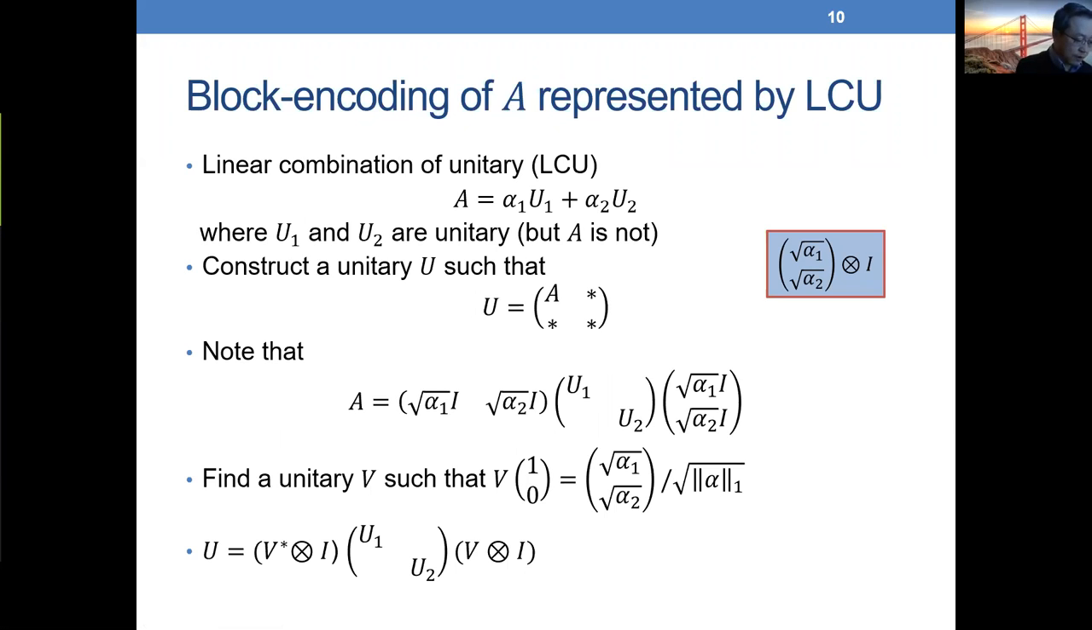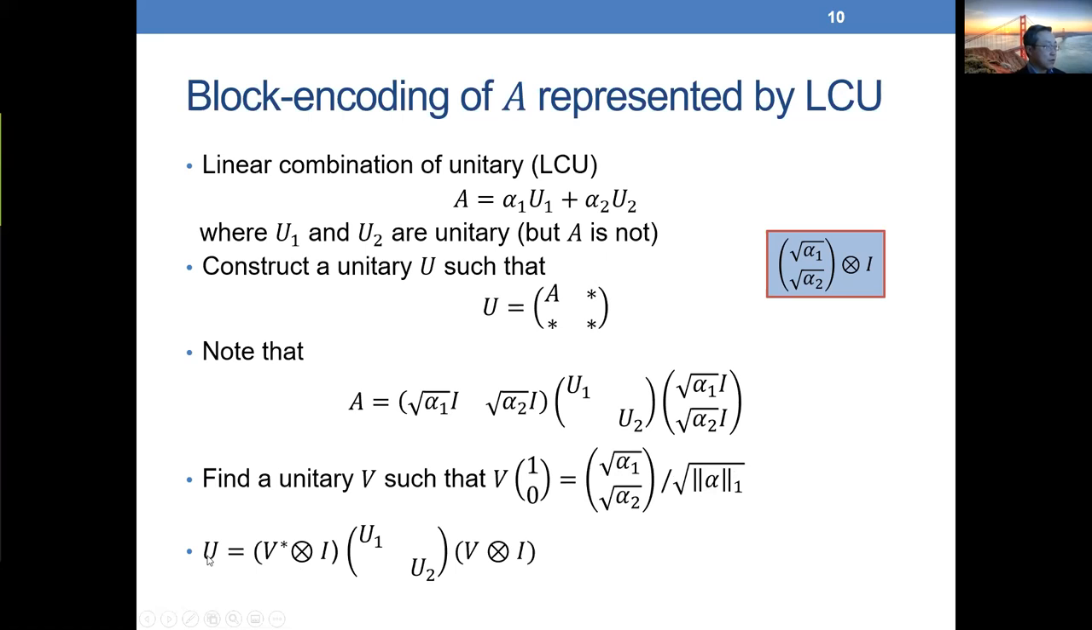Okay, so now let me give you an example of one class of matrices that you can possibly efficiently block encode, which is a matrix that can be written as a linear combination of some unitaries that you already have. Okay. It's hard to go through this algebra on the fly, but you can believe me that you can write A in this particular form. Then it's possible to construct a unitary to turn one zero into square root of alpha one, square root of alpha two, divided by the one norm of that vector. The reason you have to normalize is that this is a unitary, so it has to turn a vector of norm one into a vector of norm one. So you can possibly find a unitary through rotations or something to get that.